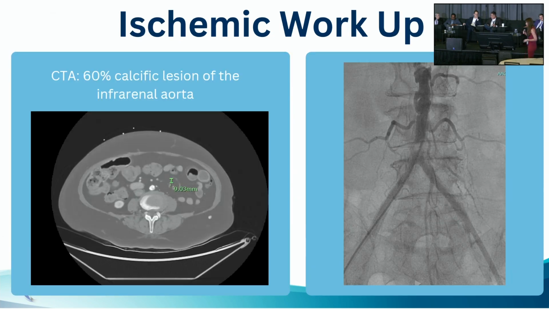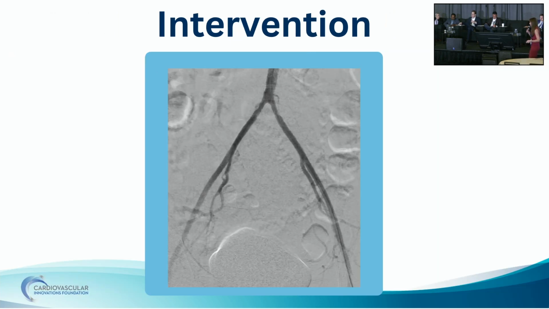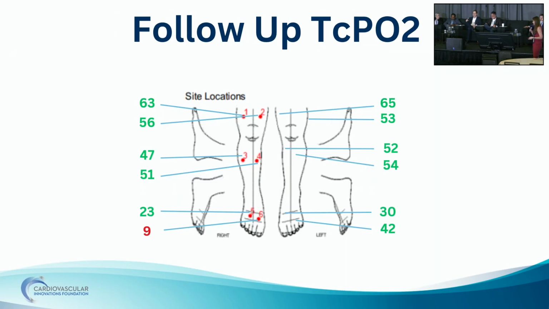a 60% calcified stenotic lesion of the infrarenal aorta. We ended up taking her to the cath lab, and she had a 90% stenosis, which explained the bilateral ischemia and the low TCPO2 test. So we placed a covered stent distally and had a marked improvement in our TCPO2. So it ended up being a case where we weren't sure which way it was going to go.